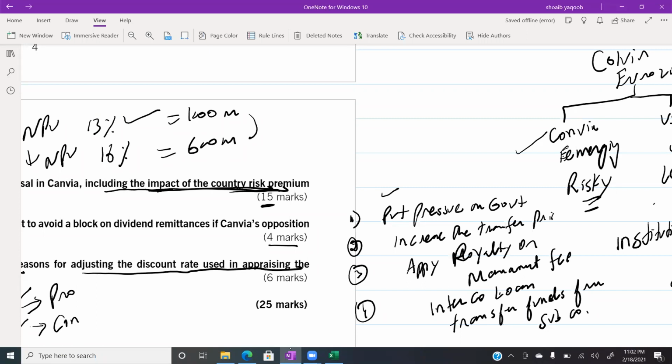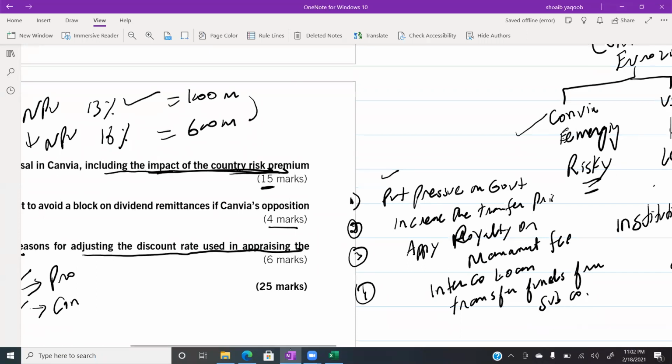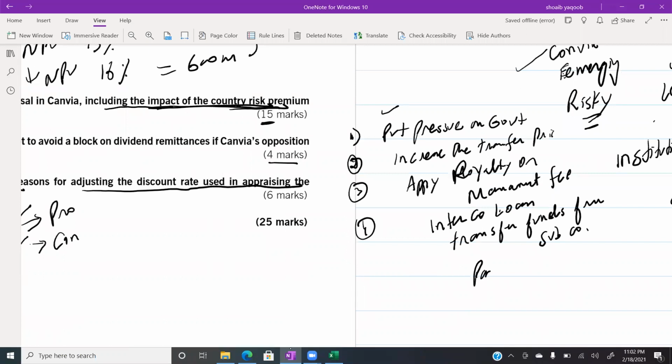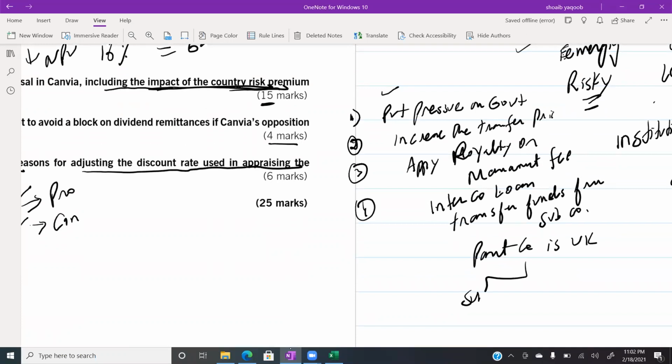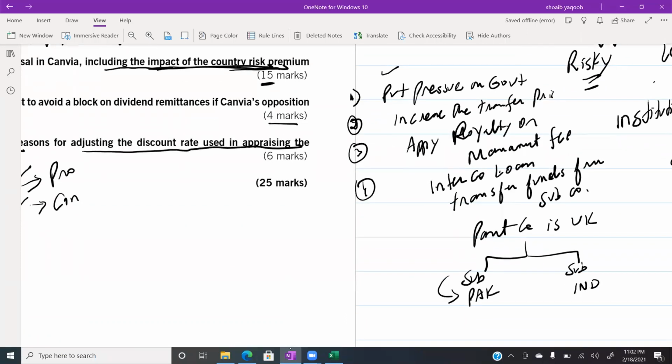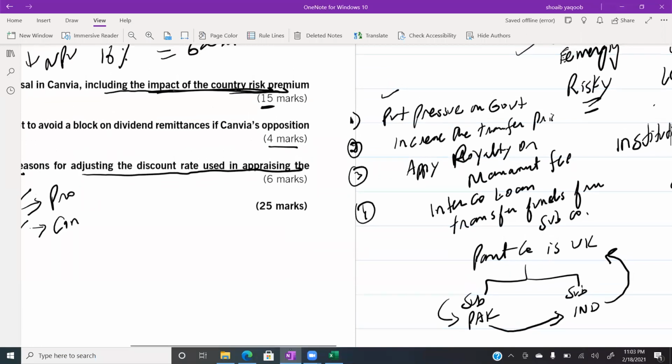Okay, next is number 4, intercompany loan. Let's suppose the parent company is in UK. Your one subsidiary is in Pakistan, the other subsidiary is in India, and the Pakistani government has put a restriction on the dividend. So what you will do, you will ask the Pakistani subsidiary to give a loan to the Indian subsidiary, and you can receive funds from there. Okay, get this point?